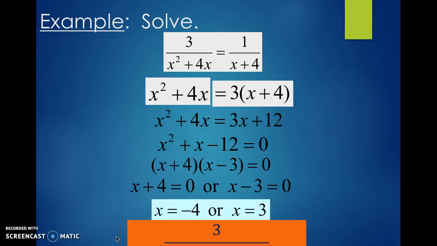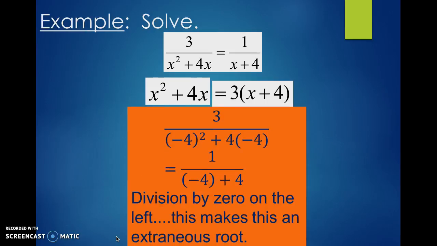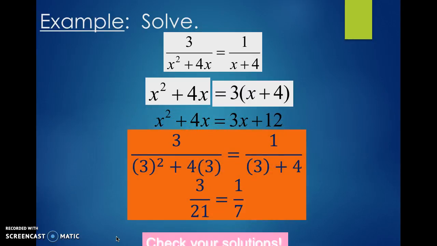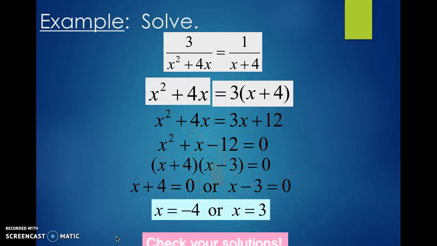Then you have to check your solutions. So when we plug negative 4 in, division by 0 on the left, this makes this an extraneous root. So negative 4 is an extraneous root. And then we plug 3 in and see that it is going to work. So our only solution on this equation is x equals 3.